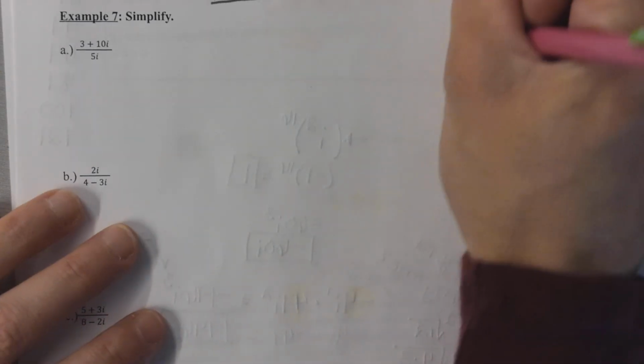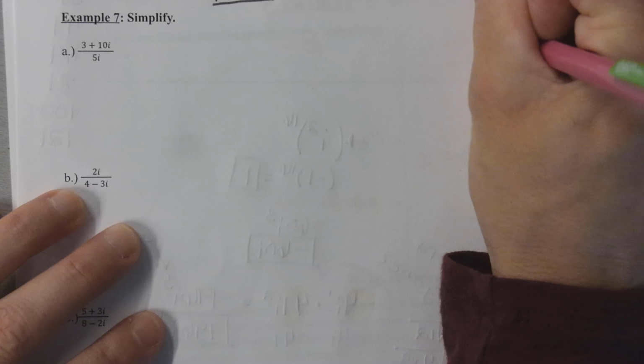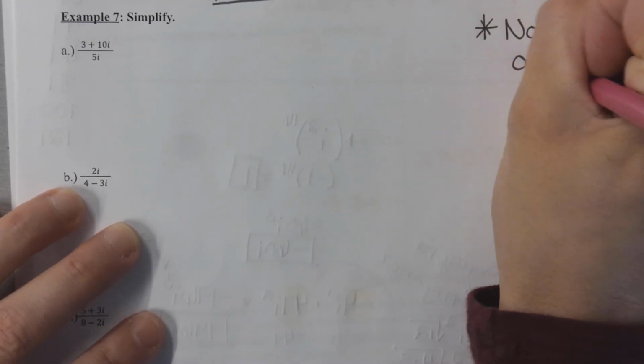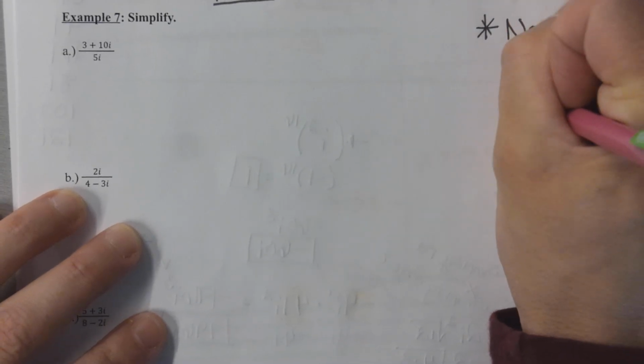These look worse, but they're not as bad as they appear. You can still have fractions, but there is a rule in math that the math police will come and get you if you leave an i in the denominator. So there are no i's allowed in the denominator.